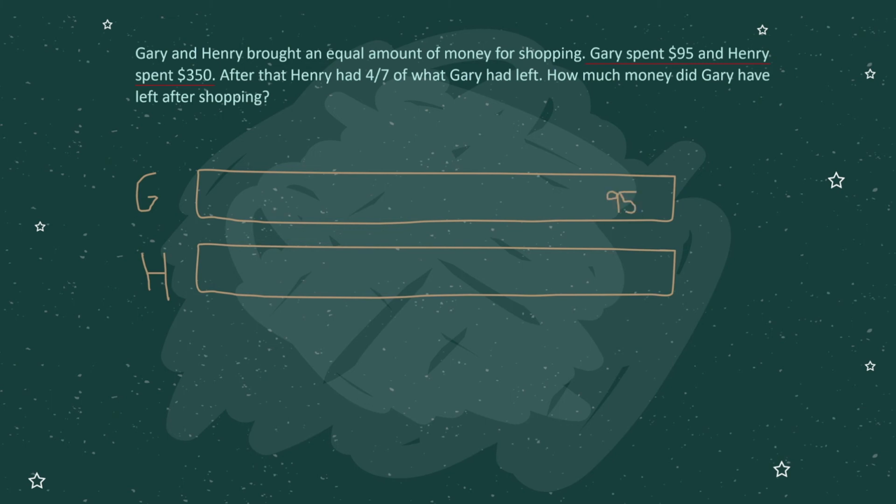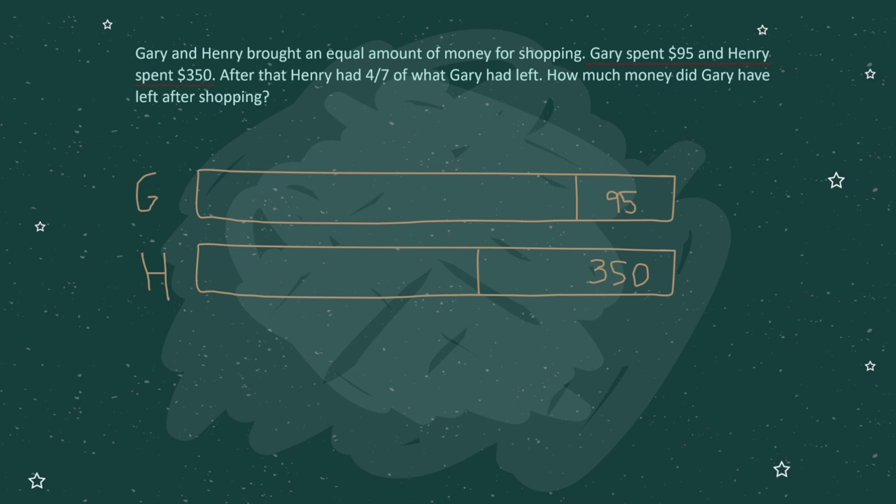Now, the second part of the question says Gary spent $95. So Gary spent $95, and we'll draw a line somewhere here. And this part of the bar, the 95, represents how much Gary has spent. We do the same thing for Henry. He spent $350, so we write 350 here. And we know that 350 is more than 95, so I'll draw a line somewhere here. And so this part represents the money that Henry has spent.